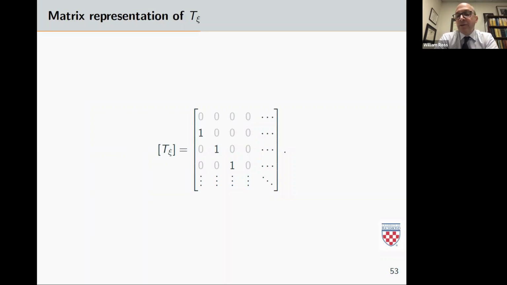Here's the matrix representation of this with respect to the usual orthonormal basis, c to the n for n positive. And just think about what this is going to do. If I take this matrix and multiply it by an L2 column vector, it's going to shift everything up and put a 0 in the first slot. And that's precisely what the unilateral shift does.